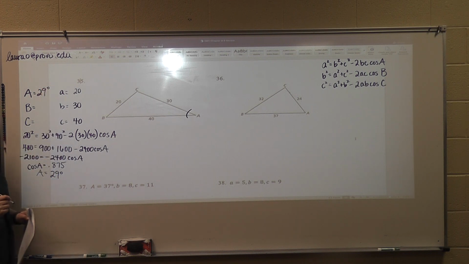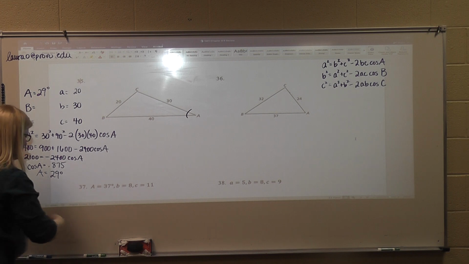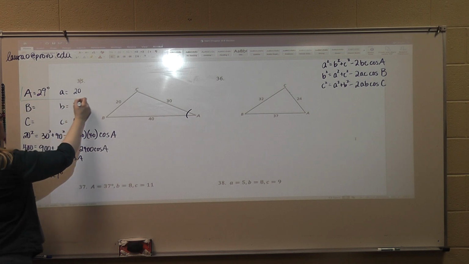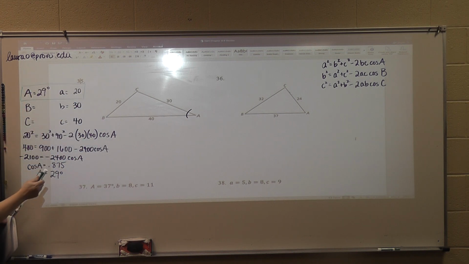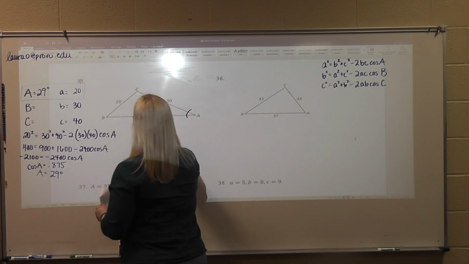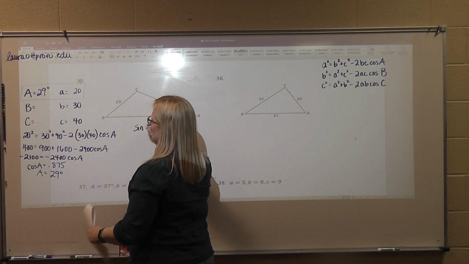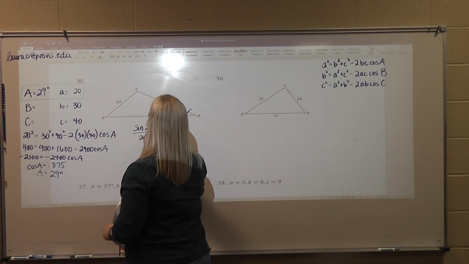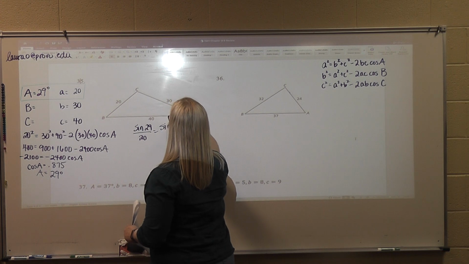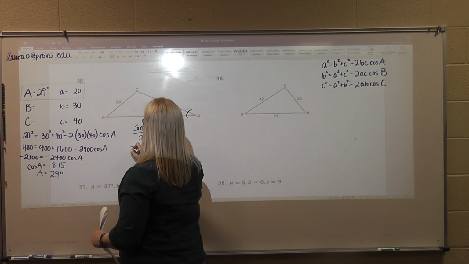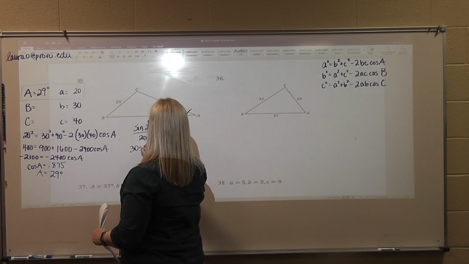Okay, well, now what? Well, this is the nice part, right? Look, I've got what I need right here to use the law of sines. So I've got sine of 29, let's see what I did on here. I did B next. So sine of 29 over 20 equals the sine of B over 30. And we cross multiply.